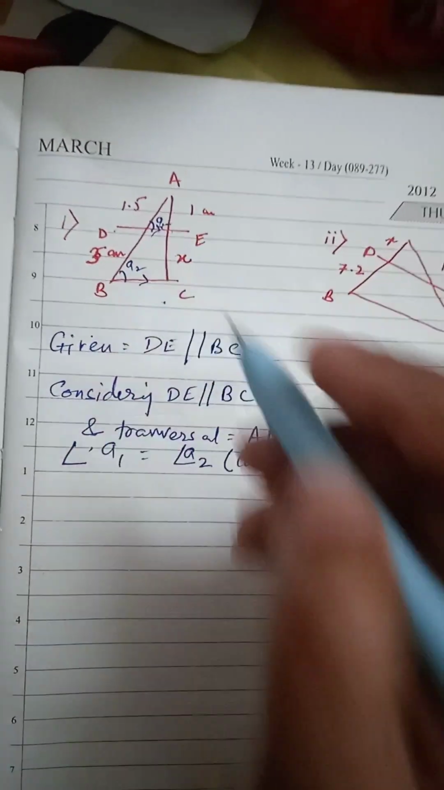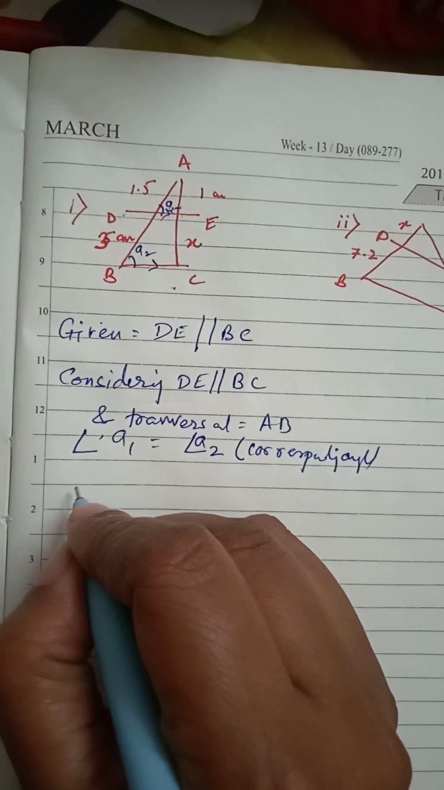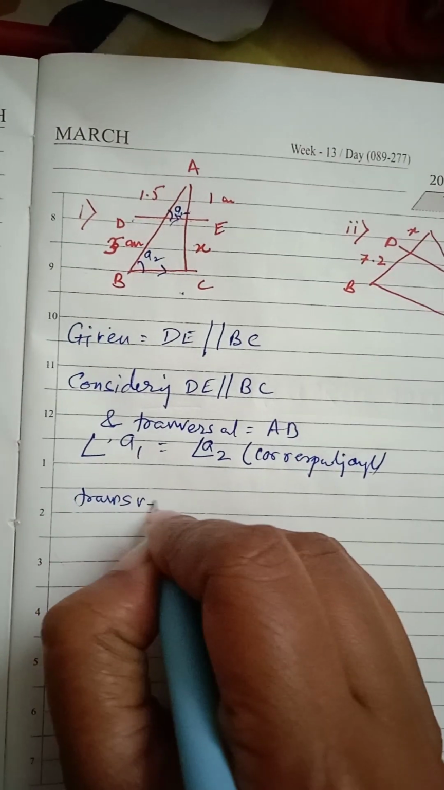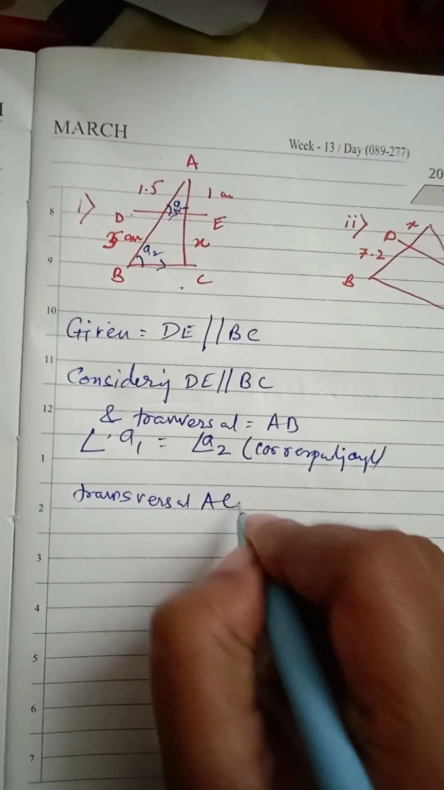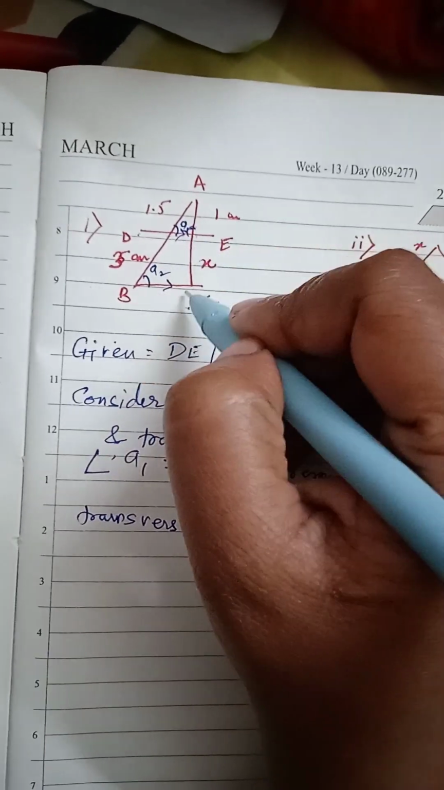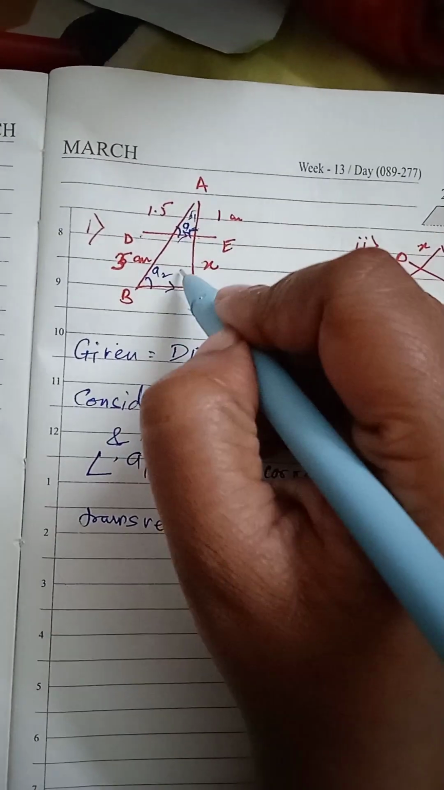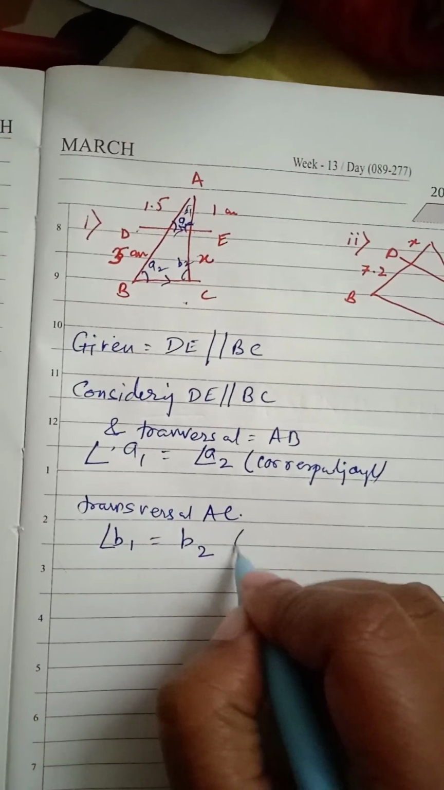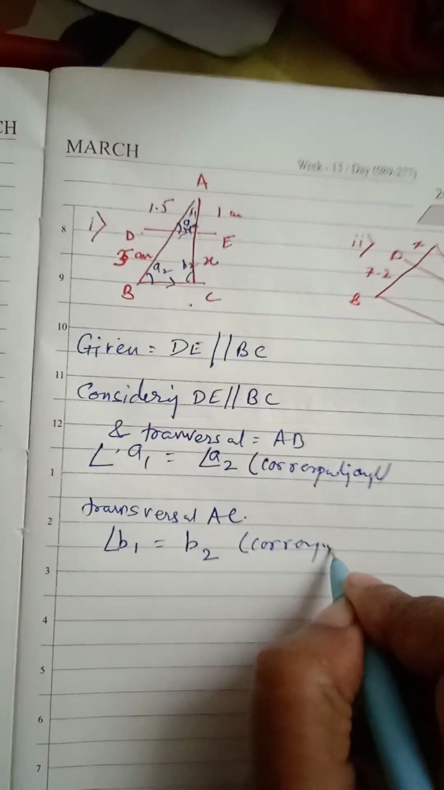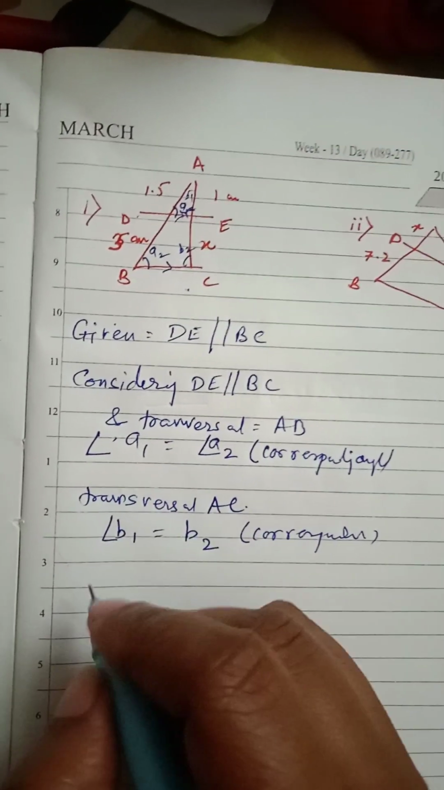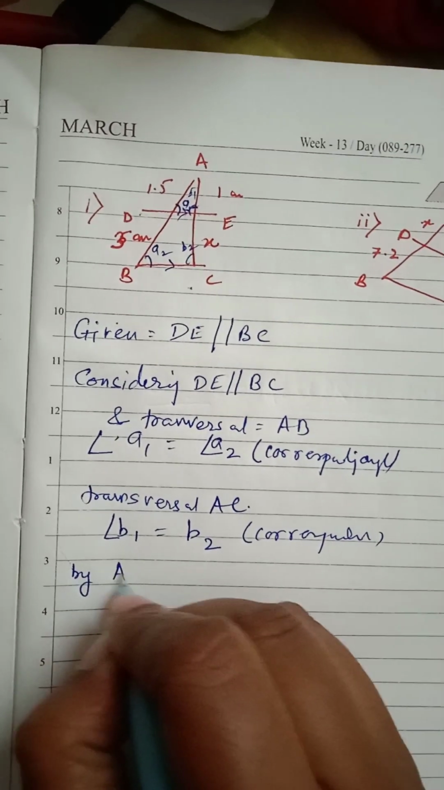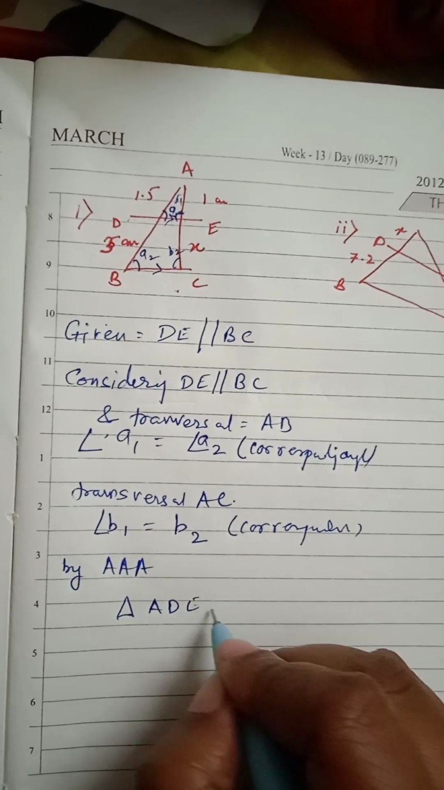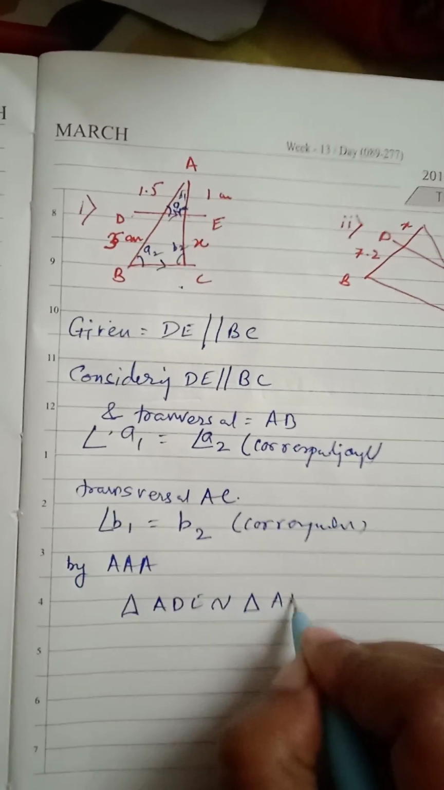Similarly, considering now again, if I consider the transversal as AC, I will have these both angles to be equal, say B1 and B2. So again angle B1 is equal to B2, again corresponding angles. So now by this I can say, by AAA, triangle ADE is similar to triangle ABC.